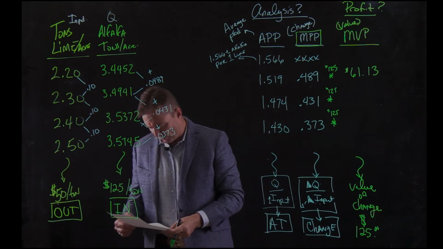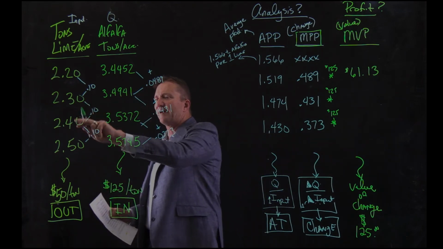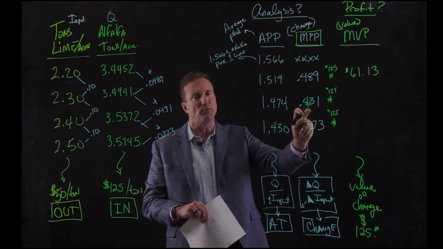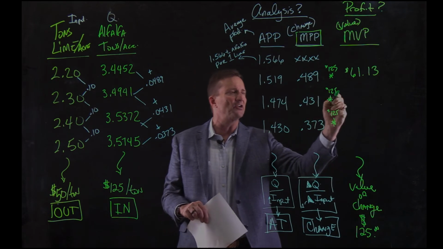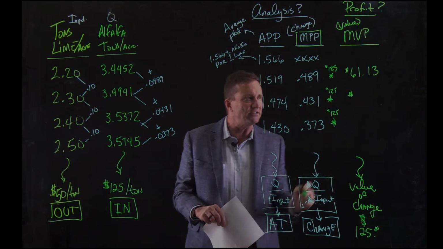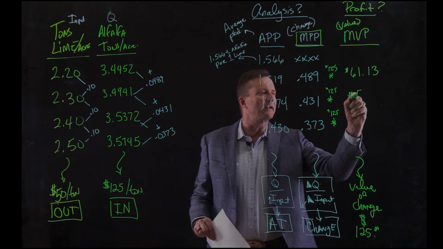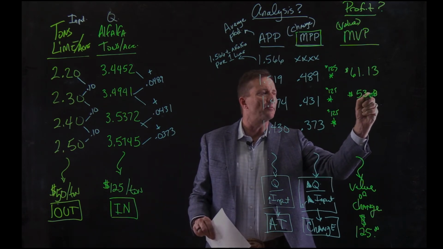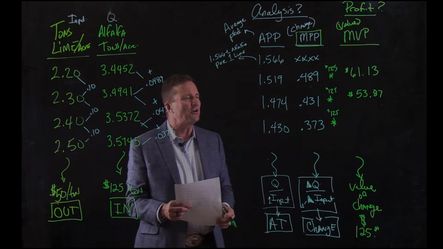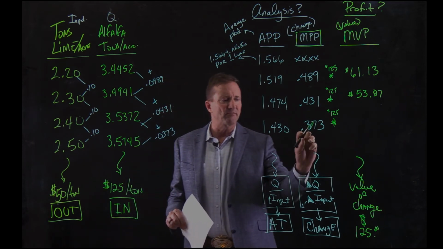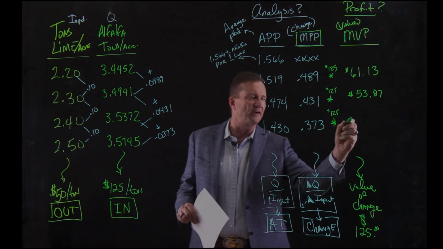2.3 to 2.4, that's got a value. The quantity changed, went down. The change is only 0.431. Multiply times 125. That change is going to give you a value of $53.87. So I want to put that one on there. All right, let's go down to the next one. Change keeps going down, and in fact, 0.373 times $125.